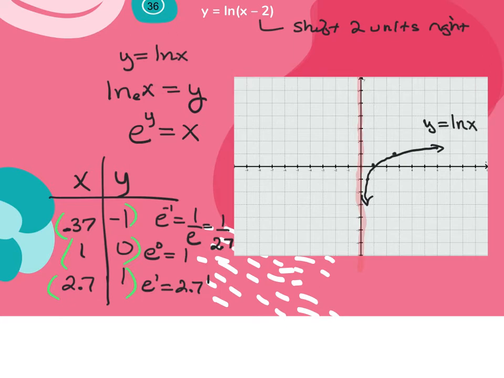Now what I need to do is shift the 3 points and my vertical asymptote 2 units to the right. So remember, the only time we shift the asymptote is when it's a left and a right shift. So I'm going to move the asymptote over 2 units to the right. And then I'm going to take these 3 ordered pairs and also shift them 2 units. Maybe a little bit more here, and then here. And then it skims along, and here is your graph of y equals natural log of x minus 2.